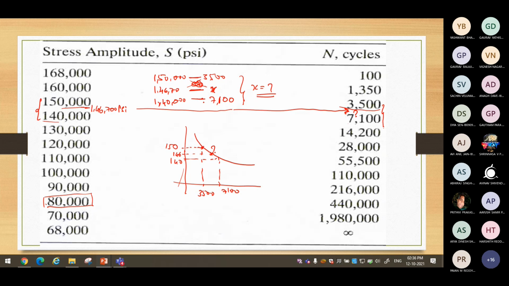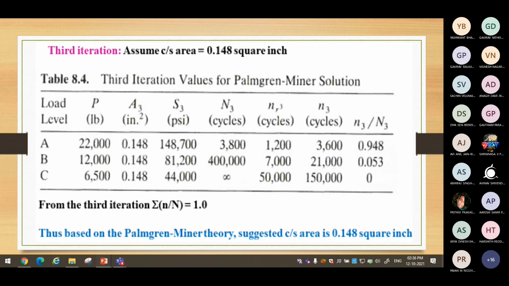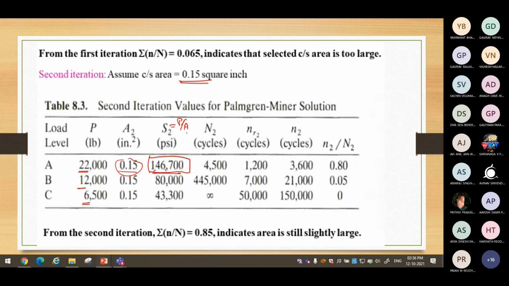Okay. So after doing this interpolation, the x value you are going to get is somewhere around 4,000 something. So that is what is listed in the table. For 146,700, you are going to get 4,500 cycles, which is not there in the given table, but you have to determine it from the given table. For 80,000 stress value, it is directly there in the given table. You can write that 445,000 cycles.